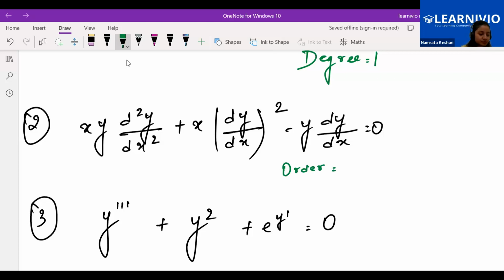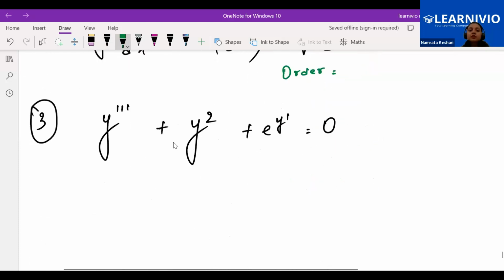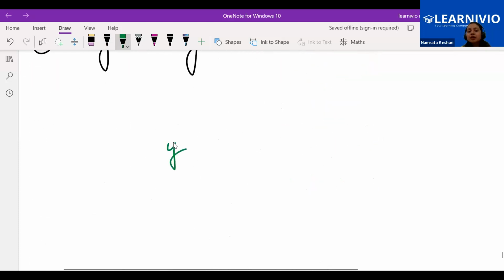Order is 2, degree 1. Order means we have a differential equation of order 1. When you have y and differentiate one time, you get y dash. That means this became a differential equation of order 1.